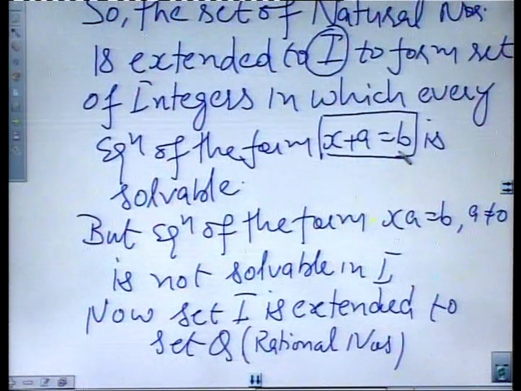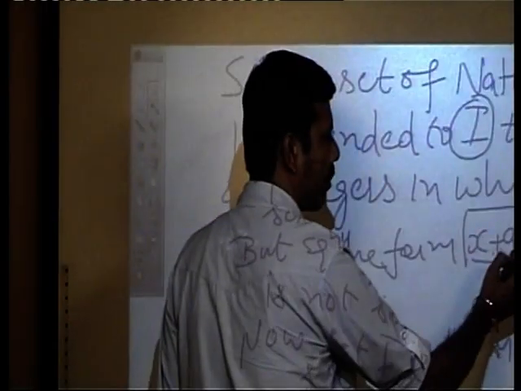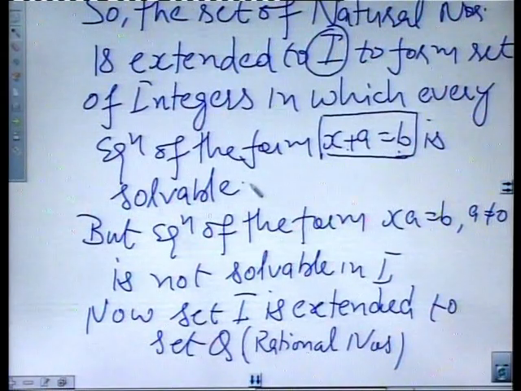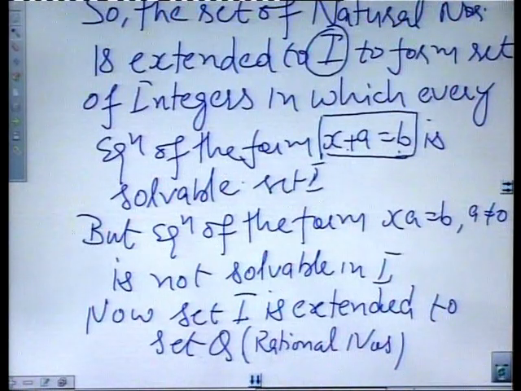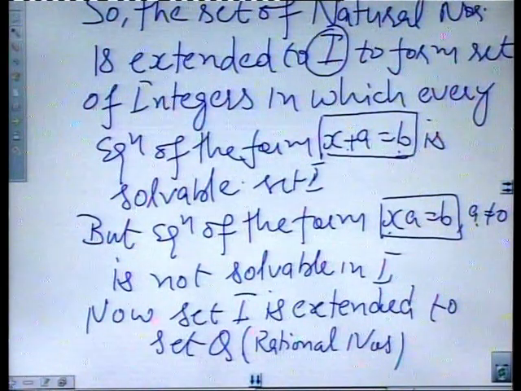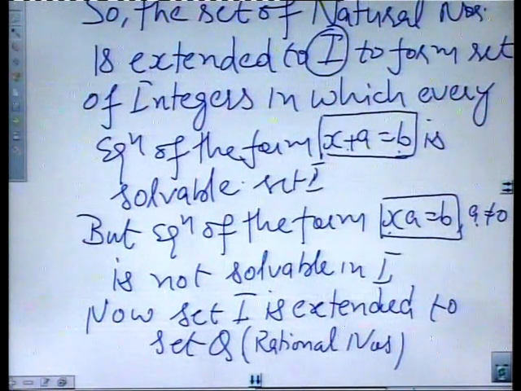solution है। क्यों? x is equal to b minus a which is an integer. So equation of the type x plus a equal to b is solvable in the set I, right? But you see, now the equation of the form xa is equal to b, where of course a is non-zero. Now this equation is this time not solvable in the set of integers.